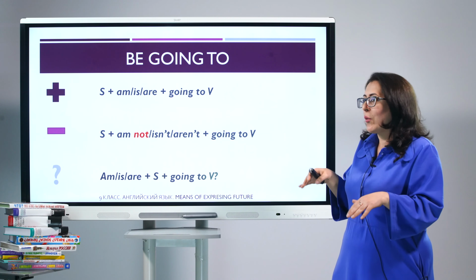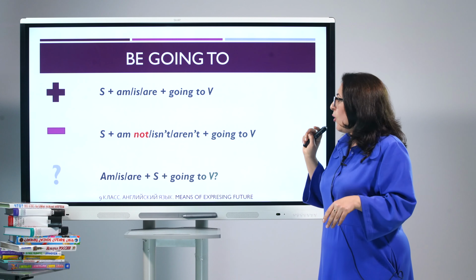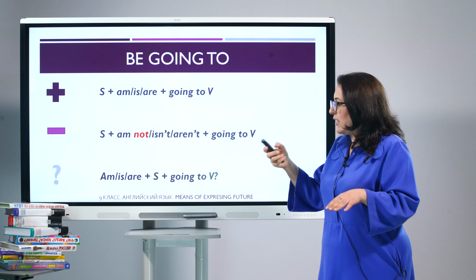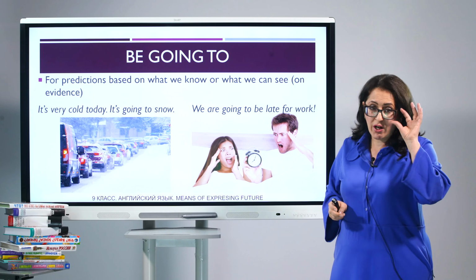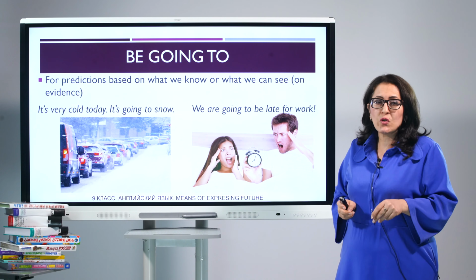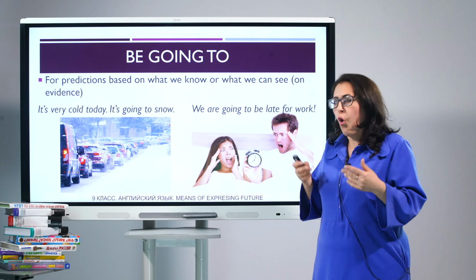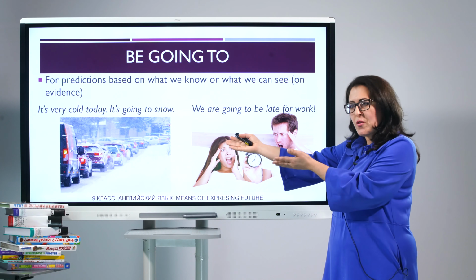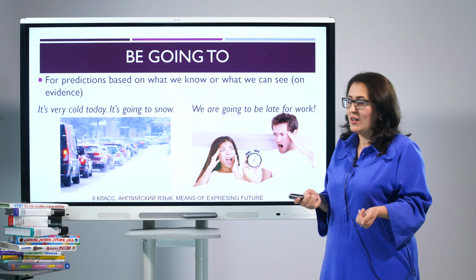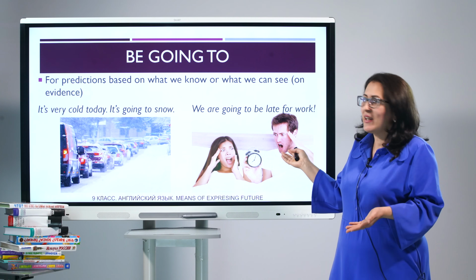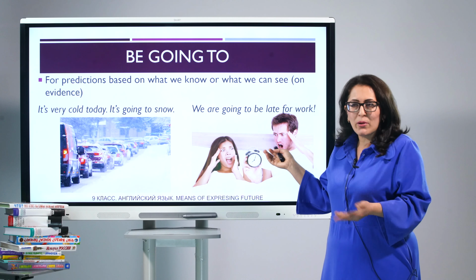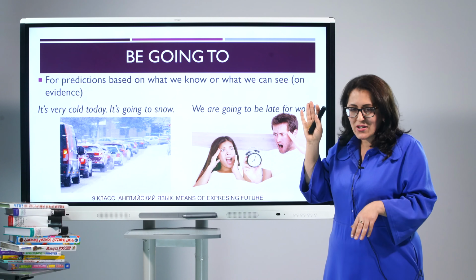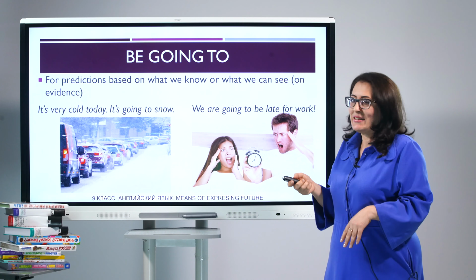I'm not going to go into details, but I want to point out that not here is not contracted, as with isn't and aren't. So the to be going to construction is used for predictions based on what we know or what we can see, usually on evidence. It's very cold today, it's clear from the picture, it's going to snow. Good. And look at this funny picture, again funny, because this young couple overslept. The clock shows that it's 8:05, so they are going to be late.